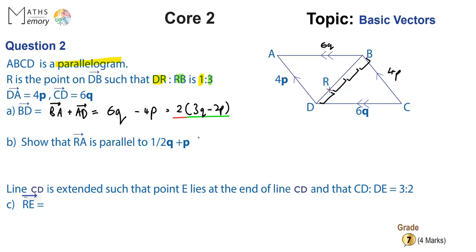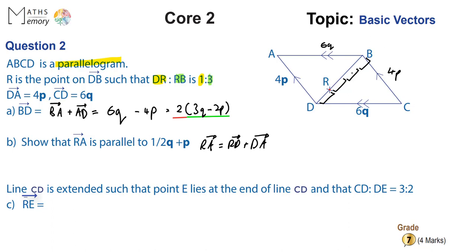Anyway, RA. Now, RA is parallel to this. How do we do this? Let's just work out RA first of all and compare it to this. Okay. Now, we can get from R to A in two different ways. R to B plus B to A, or R to D plus D to A. So this is probably better. R to D plus D to A. Why? Because we're using part A in the answer to part B. And remember, we talked about that being quite beneficial. So RA would be these two components, RD plus DA.